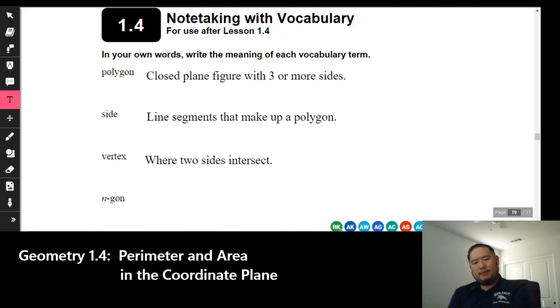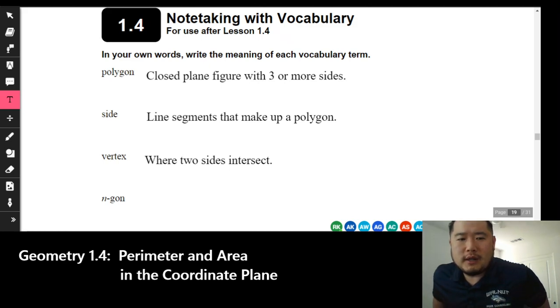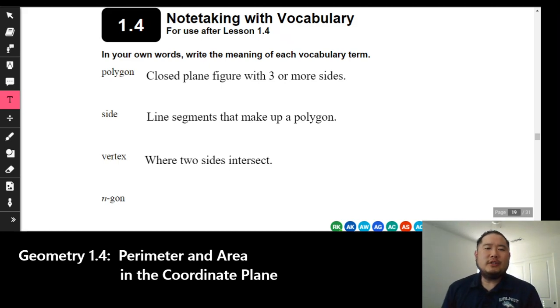In geometry, you're going to be expected to know what a polygon is and know the names of different polygons. I want to ask you to make sure you memorize the polygons that are up to 12 sides, and we'll get to that shortly. But what is a polygon? It's a closed plane figure with 3 or more sides, right? It has to have 3 or more sides, or else it's not going to be able to close, right?